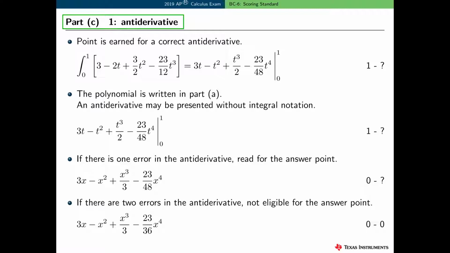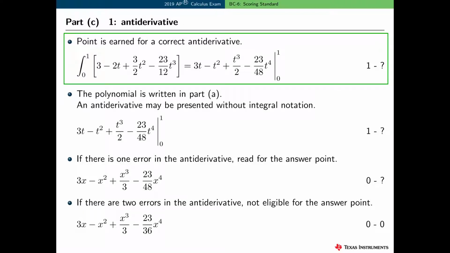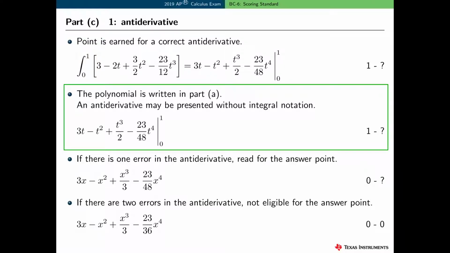The first point in Part C was for the antiderivative. In this example, you can see that the student has the correct antiderivative. They do not have to evaluate to earn this point. Now, theoretically, the student has presented the polynomial in Part A. Therefore, we do not require integral notation here. The student could simply write the antiderivative, presumably by looking at the polynomial in Part A and applying the power rule.